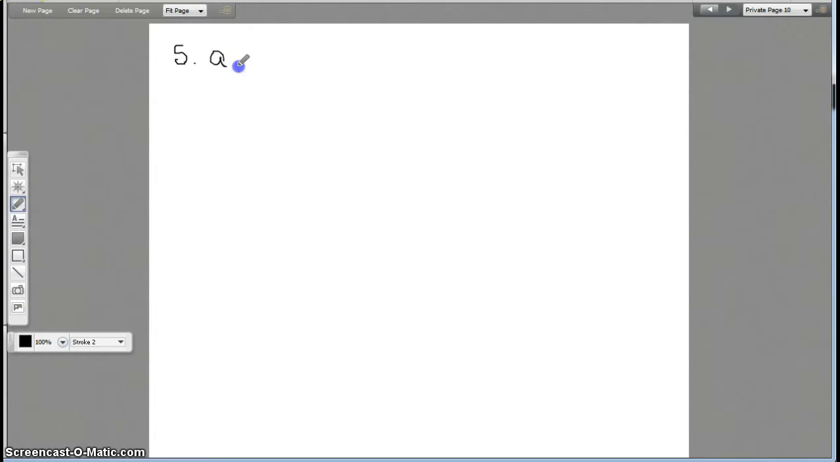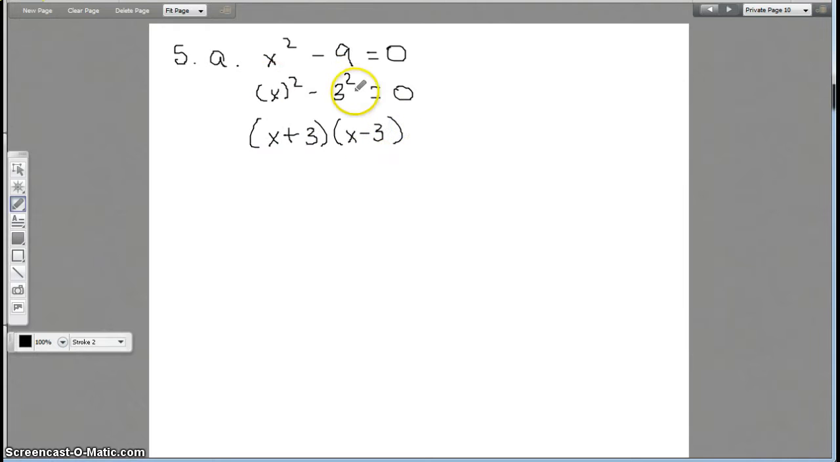So let's look first at part A. We have x squared minus 9 equals 0, and we need to factor this. Notice this is a difference of 2 squares because this is x squared minus 3 squared. And anytime you have a difference of 2 squares, you take those same 2 terms and add them and also subtract them. So x and 3 are the 2 things we have that are squared. So we multiply the sum by the difference, and that will give us x squared minus 9. So x plus 3 times x minus 3 equals 0.